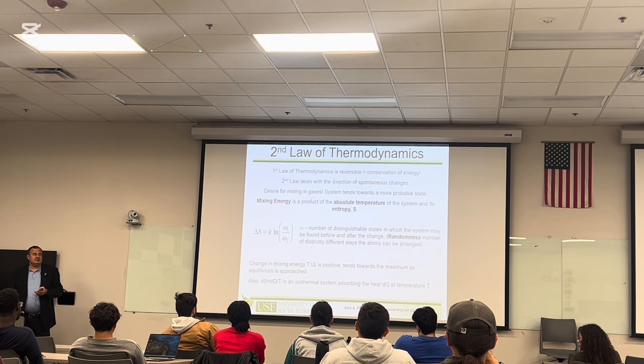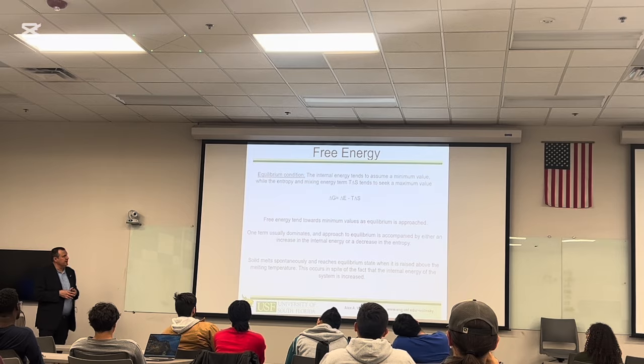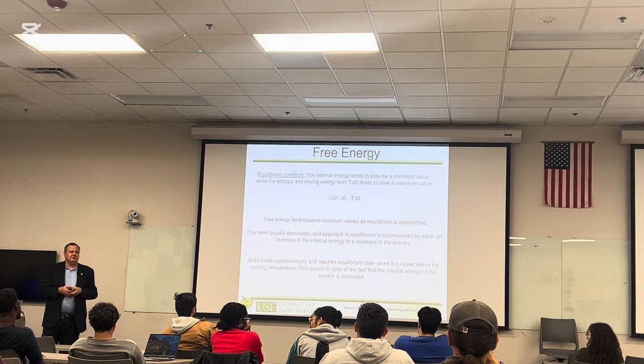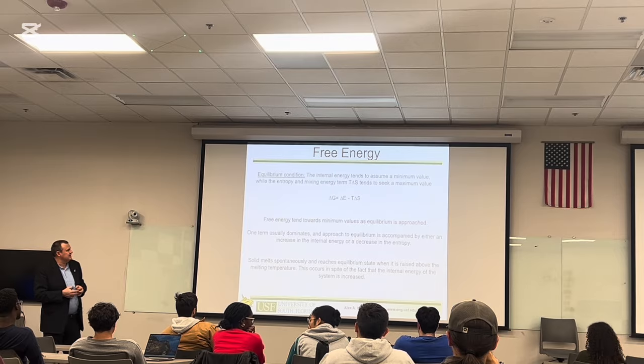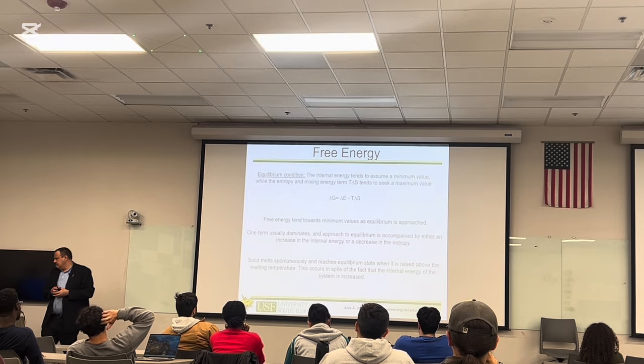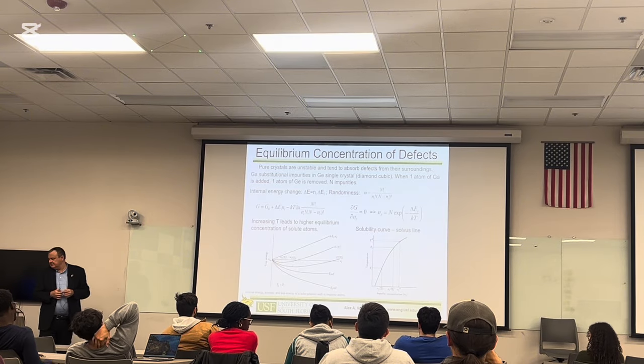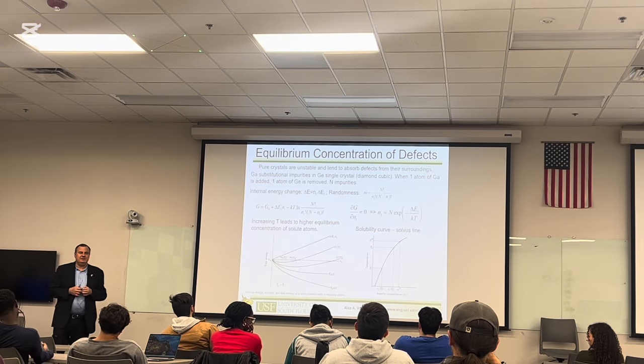That brings us to the concept of free energy, delta G. So for equilibrium, delta G is equal to delta E minus T delta S. Okay? And that brings us to a very important concept: the concentration of defects in a solid.